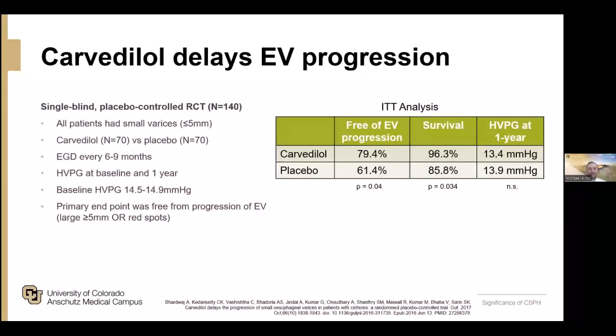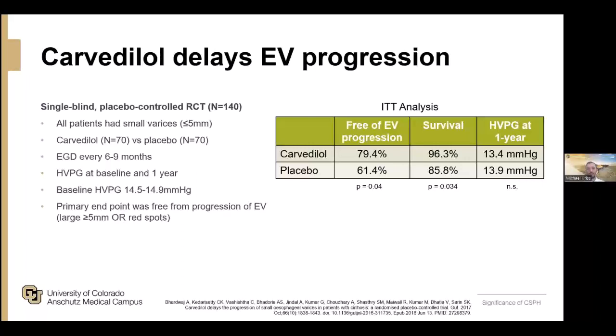But about a decade later, along comes carvedilol. And almost the same study was done, this time with carvedilol, and this time with a much more objective measure, using size as a distinction for small varices, and defining progression as development of large varices. EGDs were performed actually slightly more frequently in this group, every 6 to 9 months, and there was an HVPG measurement at baseline and at 1 year. And these patients had clinically significant portal hypertension with baseline HVPGs in the 14 to 15 range.